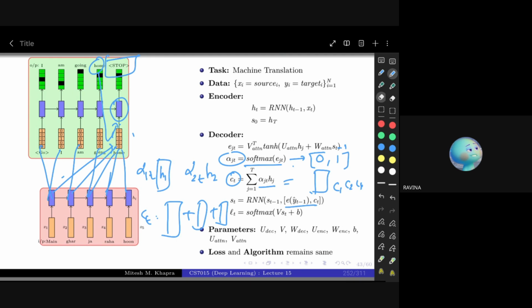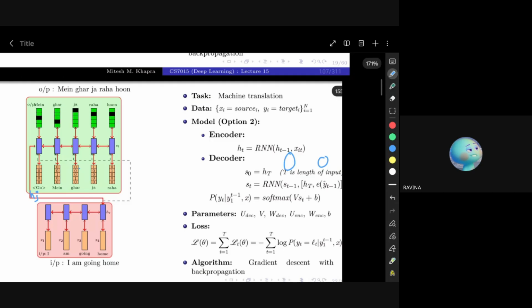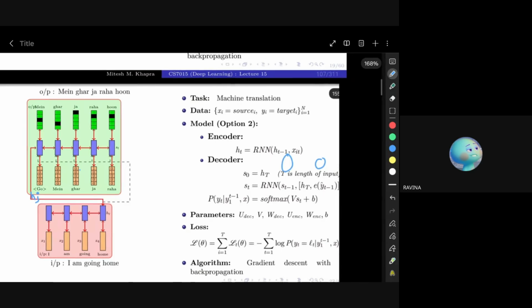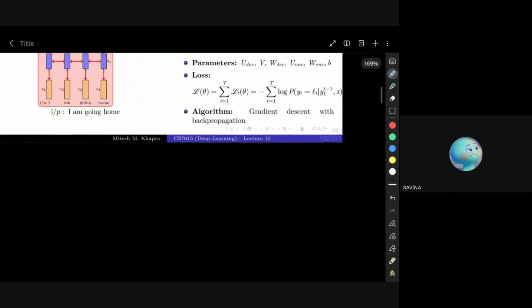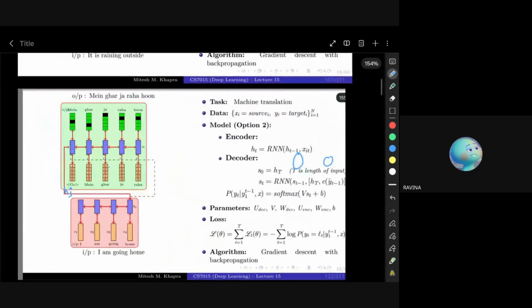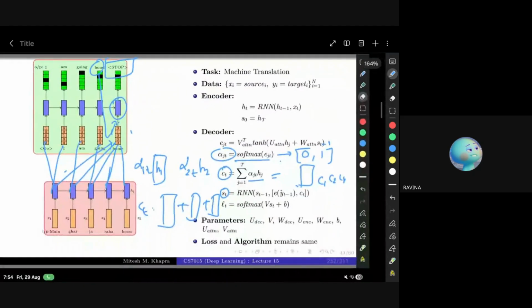Now, what will I do with S_t? I have to multiply it with the V parameter plus b. So this is the same as the RNN function which we have. The only thing that changes is how S_t is computed in this last part, right? So the loss and algorithm remain the same. Whatever we saw here, this loss function and all, remains the same. Nothing changes here. Just one intermediate step was introduced, which is this attention mechanism.